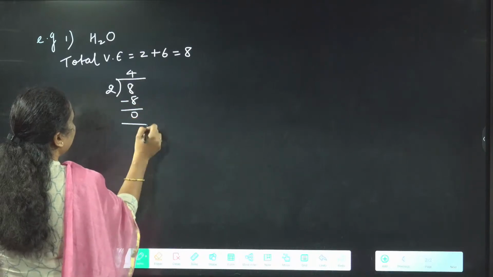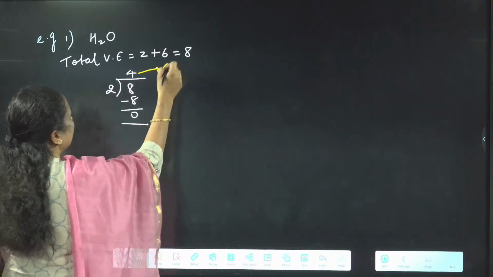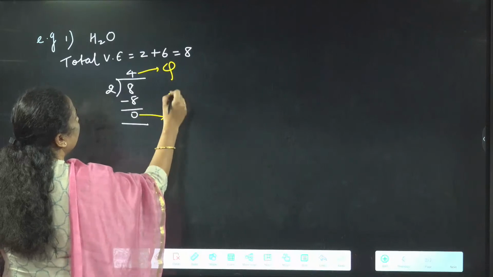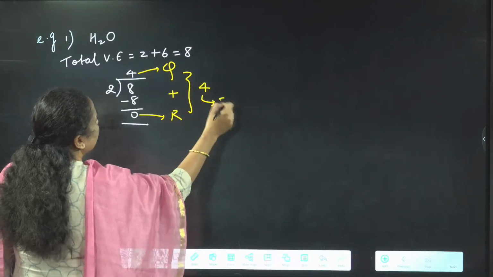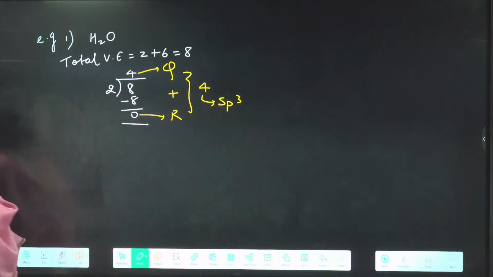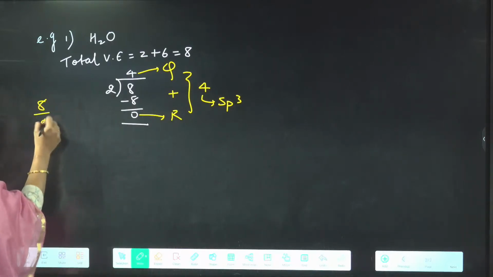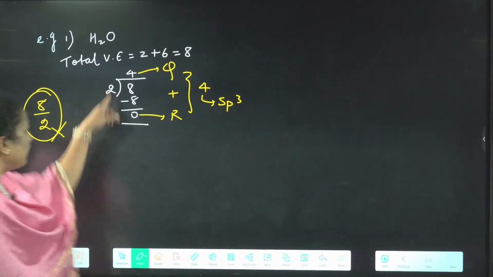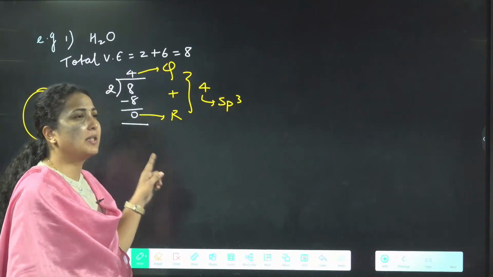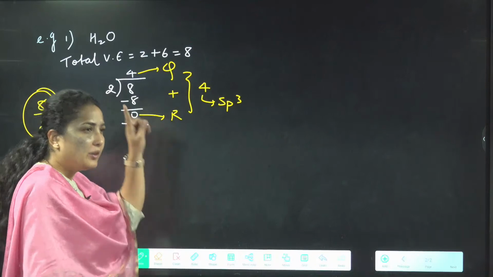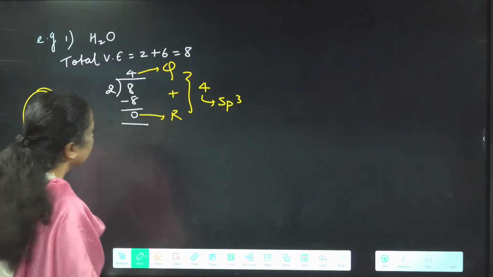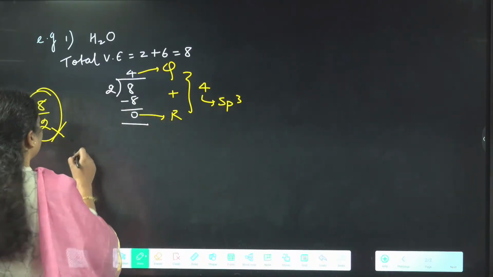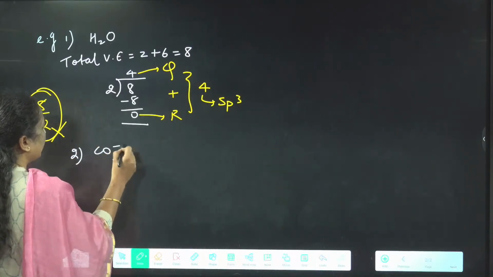And there is a reason why I'm writing like this, because this is telling you quotient, this is telling you remainder. This is going to give you 4, which is telling you sp3 hybridization. Right? I'm writing purposely like this because if the remainder is somewhat greater than 1, I can do further division here itself.